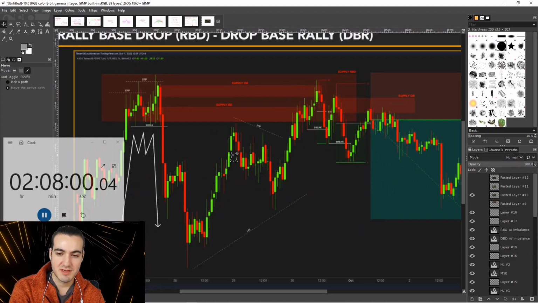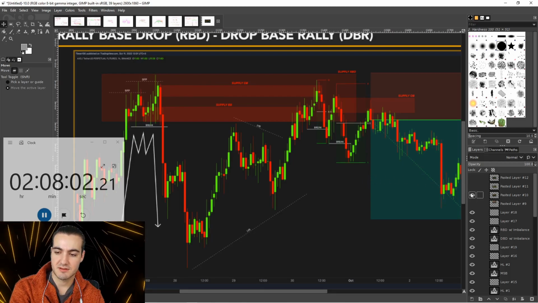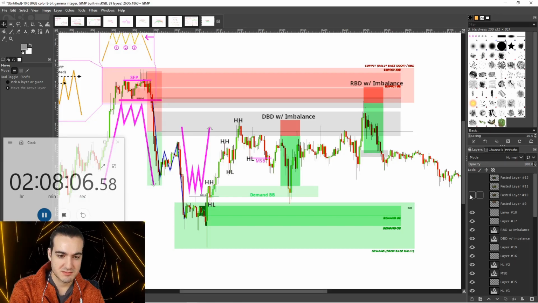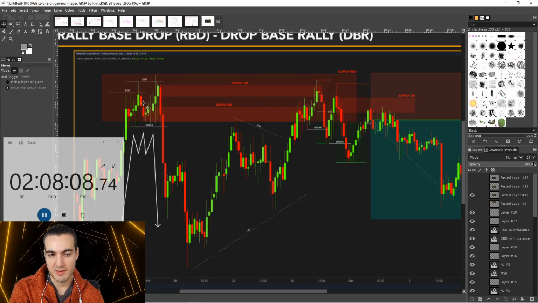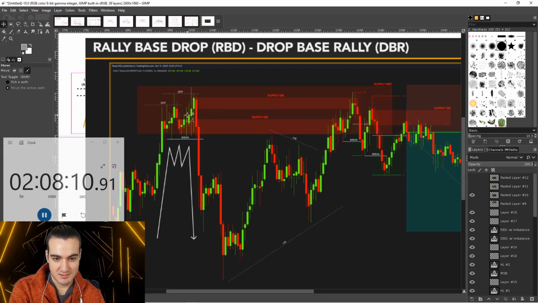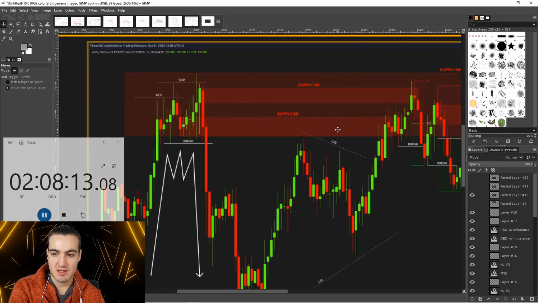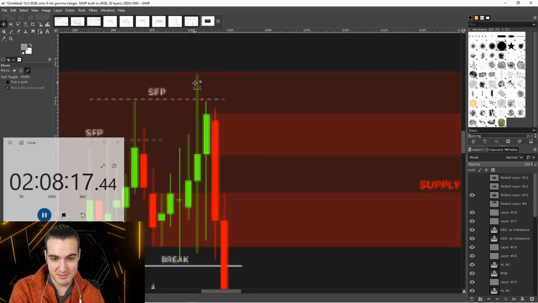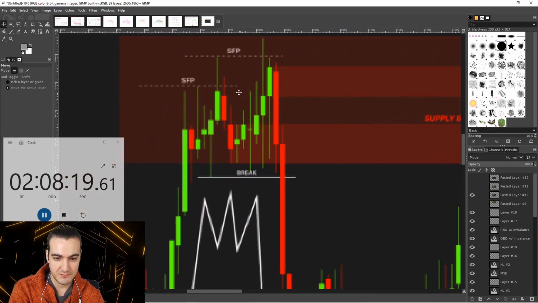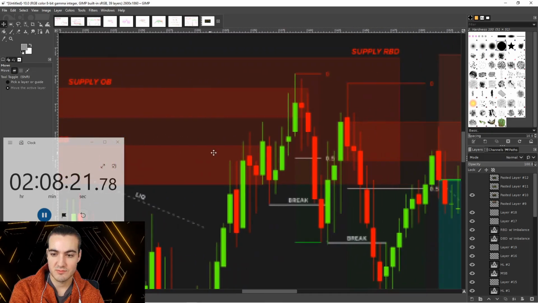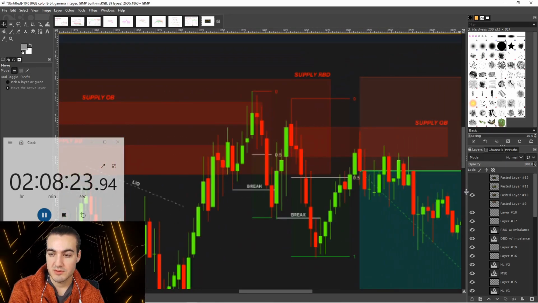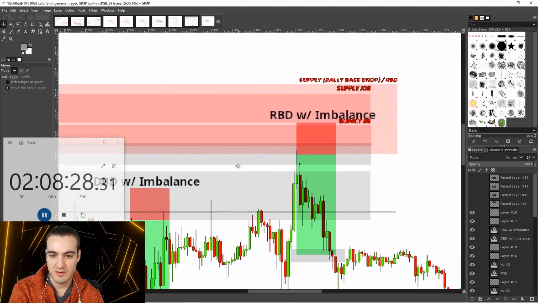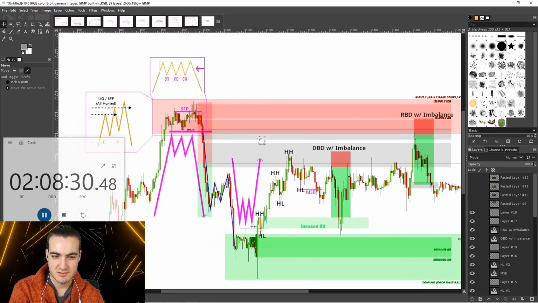Something I will say before we move on, comparing this next example to the example we just worked through, is how price in this chart does actually come up to almost the very top of the base for the rally base drop. It returns all the way up here, whereas that's something that we didn't see here. It doesn't even come close.